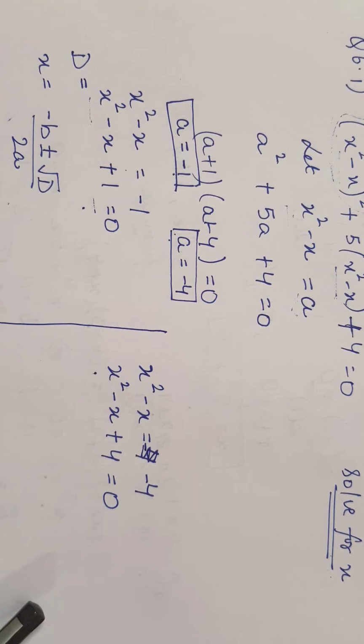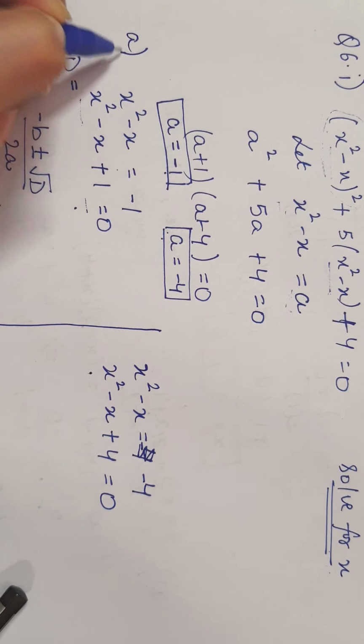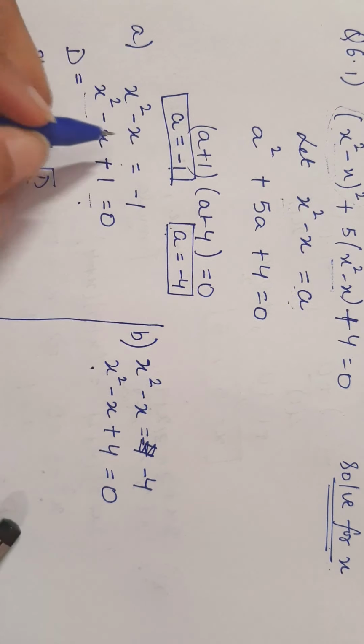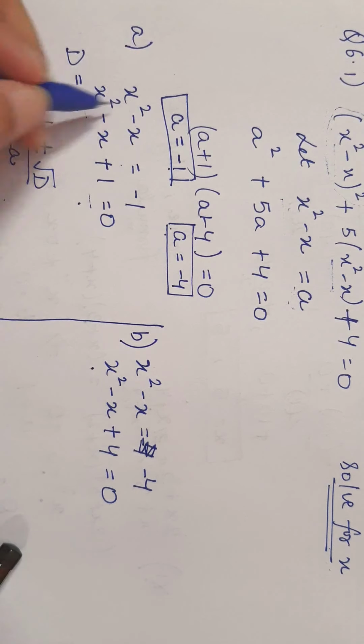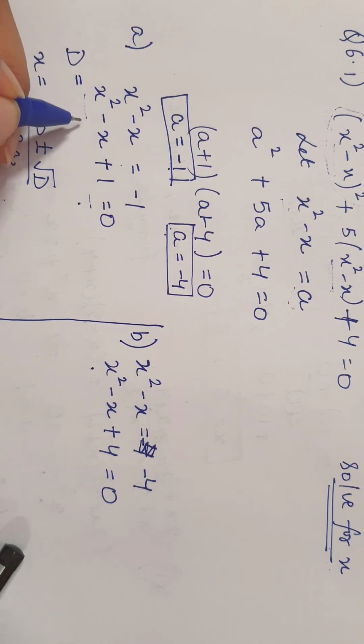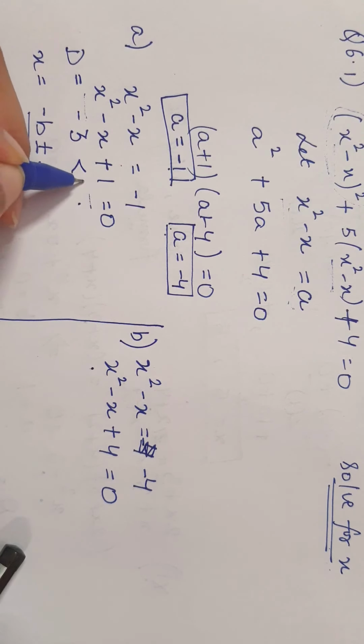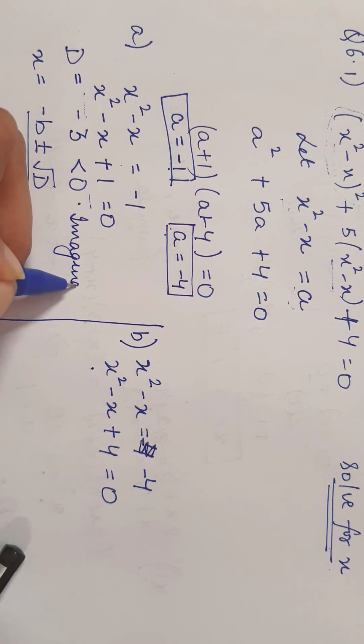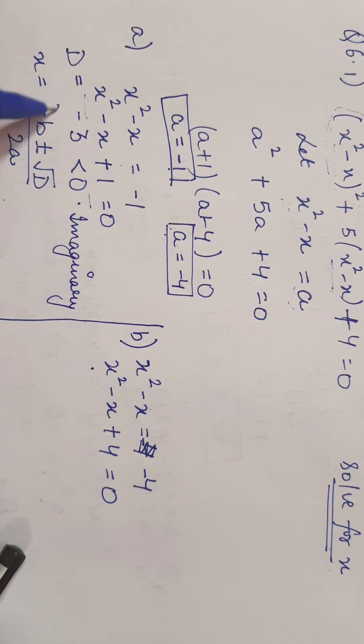So I will tell you here the final answers, all the solutions of A part and B part. Solve it. Okay, so if you have solved, you must have got D in this case to be minus 3, which you can say is less than 0. So the roots are imaginary and you are not expected to solve it further.